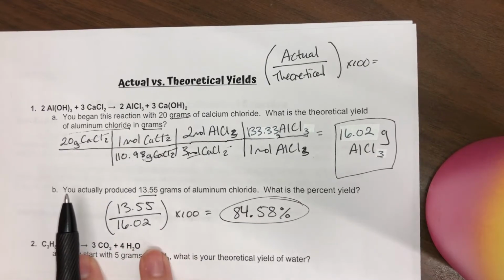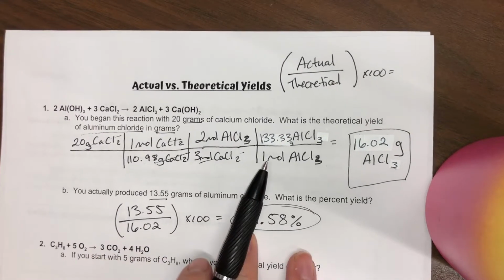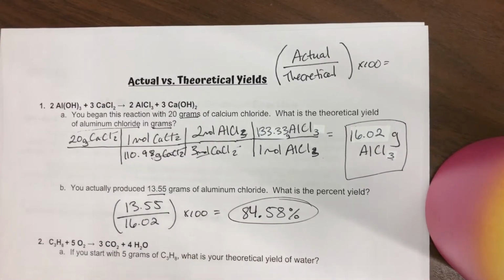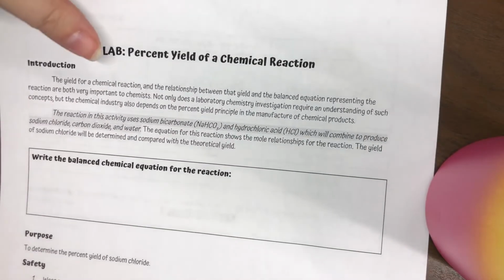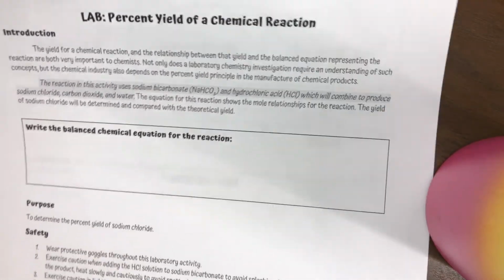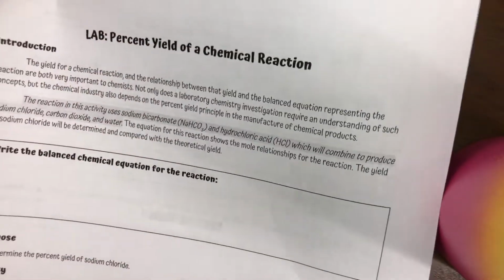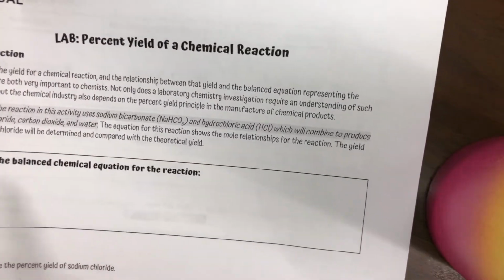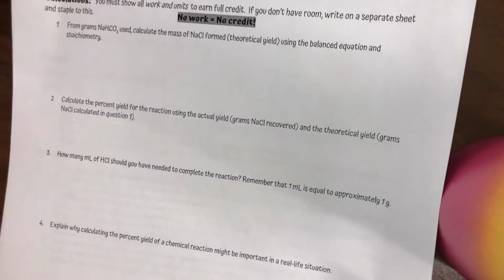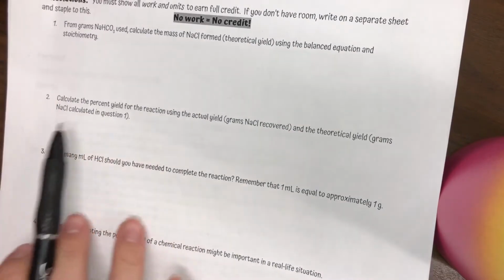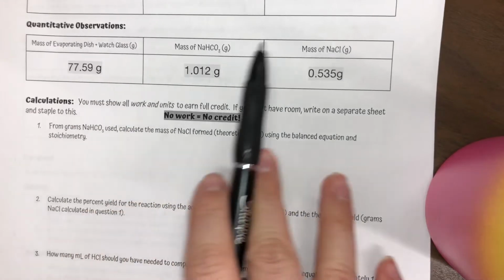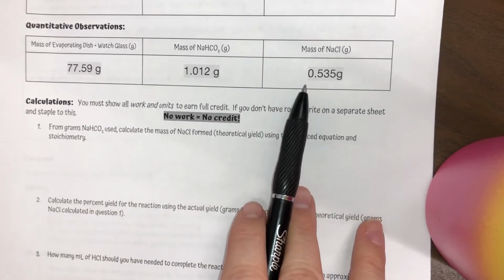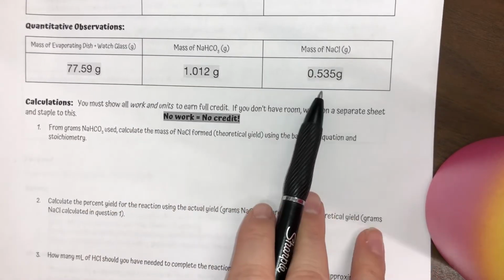This is useful in lab situations especially, and this is used on the percent yield of a chemical reaction lab. So the same thing that we just talked about: you'll have to write and balance your equation based off of what's in this highlighted sentence. Then on the back side, this is telling you what's the percent yield of the reaction. So you're going to say that we actually produced 0.535 grams of sodium chloride in this reaction.